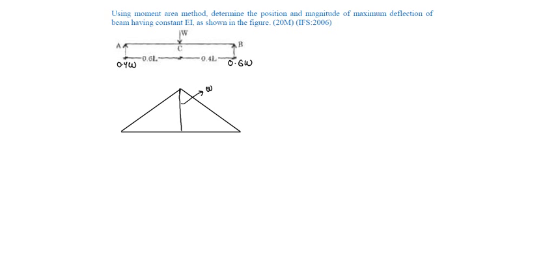This W into A is 0.6 L into B is 0.4 L by 1 L. So L gets cancelled, which will be 0.24 WL. M by EI gives us the curvature diagram, and this is 0.6 L and 0.4 L.